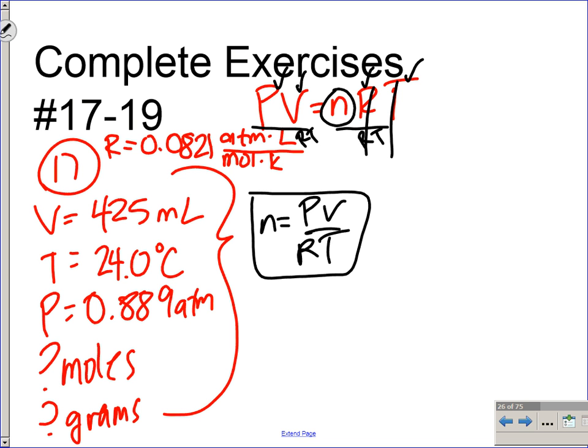Okay, so this is our equation we're plugging into, right? Now, because my R is so specific, let's go back and double check our units. What should this be in? Liters, right? So this has to be 0.425 liters because you're backing the decimal up 3 places. This has to be in Kelvin, which is what? 297. And is that fine? It's cool. Okay, what's our P?